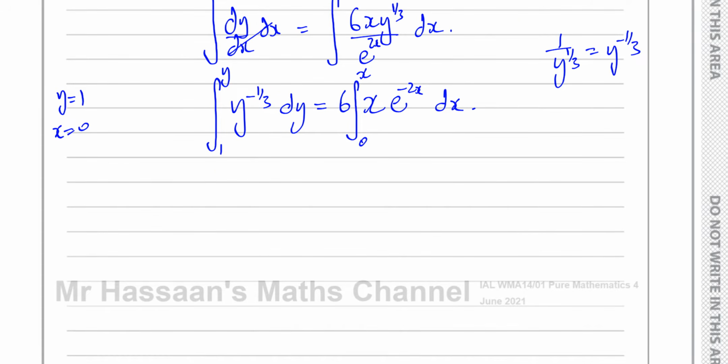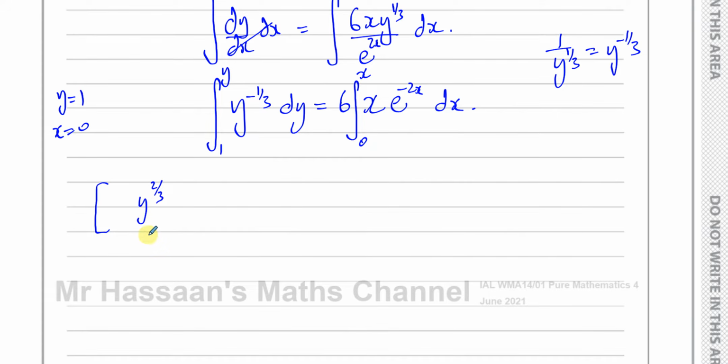So now I can start integrating. The side here which says dy can integrate very easily. You have to basically add 1 to the power and then divide by the new power. So this becomes y to the power of, now minus a third plus 1 is minus a third plus 3 over 3, which gives you plus 2/3, positive 2/3.